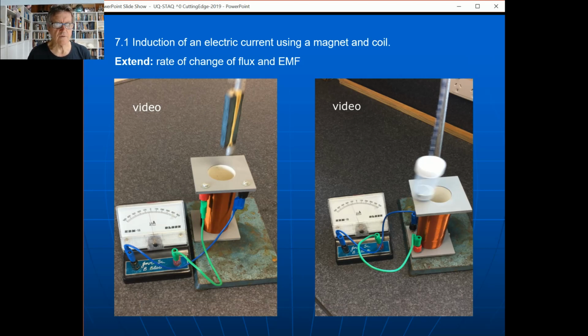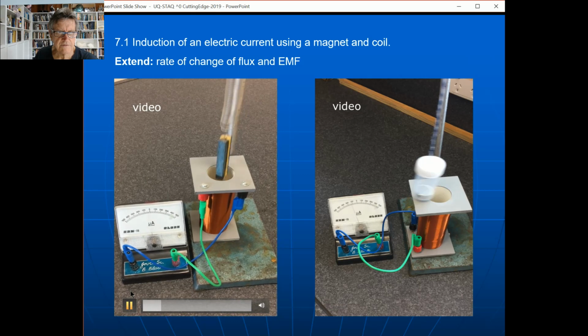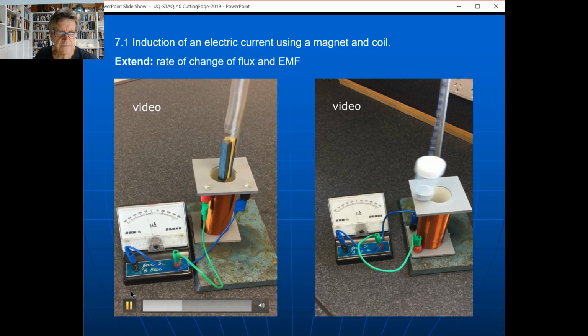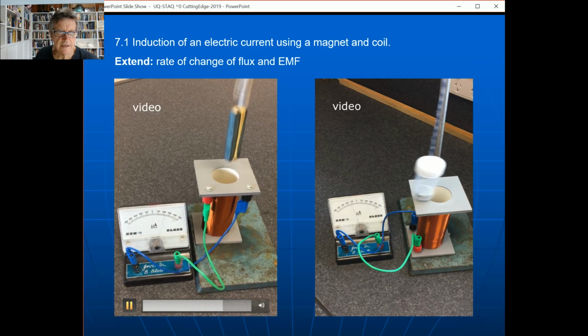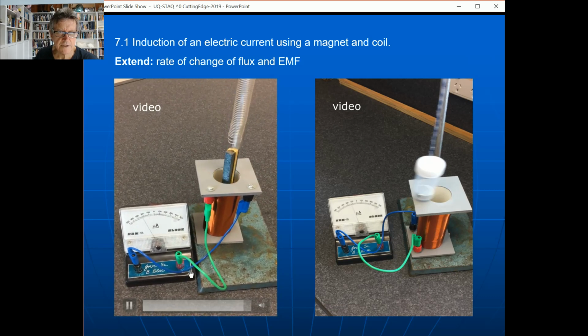Now, this is another way you can look at induction of electric current. I've used a micro ammeter, an analog one, because it's easier to see the deflections. If you use a digital one, there's a bit of a lag and it doesn't seem to make sense. Watch this. I've got a magnet on a rubber band coming into a coil, and you can see the deflections nicely. Now if I repeat that, I'll just stop. Oh, it's going to stop itself.